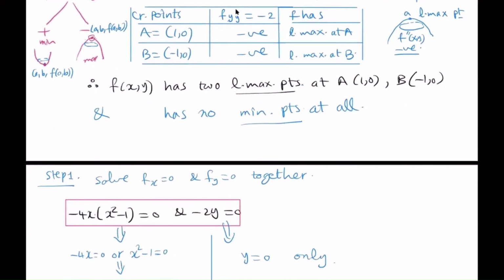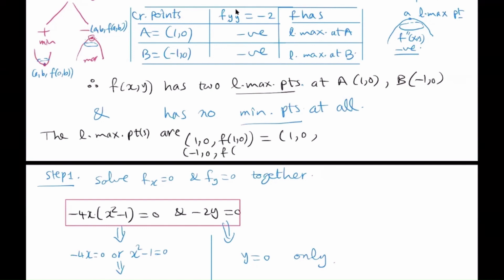If you need to write the point in the form, this as well, if we imitate the question in the web assign, the local maximum points here are (1, 0, F(1,0)), which is (1, 0, and substitute for what you say, Aslam). And the other point is (-1, 0, F(-1,0)).